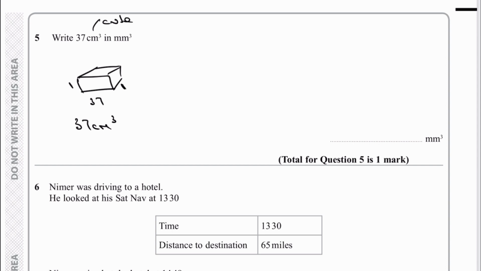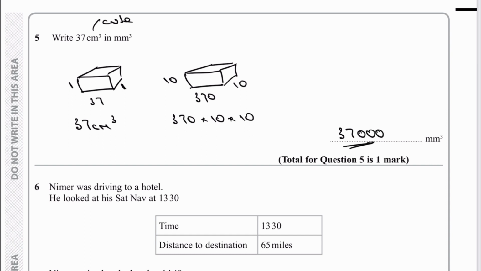Okay, but what they want us to do is to do exactly the same, but do it in millimeters. So therefore, if I draw the same cube, but this time I'm going to make my measurements in millimeters. So rather than having 37 centimeters, I've actually got 370 millimeters. And then rather than having 1 centimeter, I've got 10 millimeters. So therefore, when I multiply all of this out, I actually get 370 multiplied by 10 multiplied by 10, which means my total volume is actually going to be 37,000 millimeters cubed. So just be very careful. It's not a linear relationship, it's a cubic relationship.